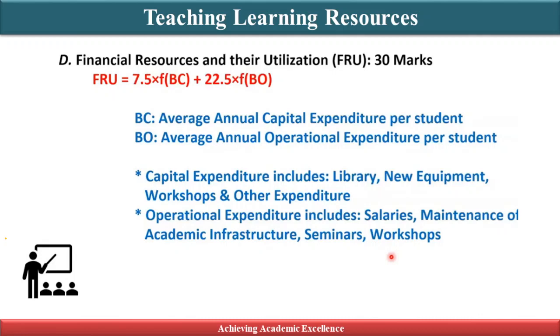If, for example, there is a college which has 70,000 expenditure per student, and another college with 80,000 per student expenditure, then the college with the highest expenditure will get more marks. And that expenditure is also not for buildings. The 22.5 marks are for salaries, maintenance of academic infrastructure, conducting seminars and workshops. NIRF will calculate per student expenditure.